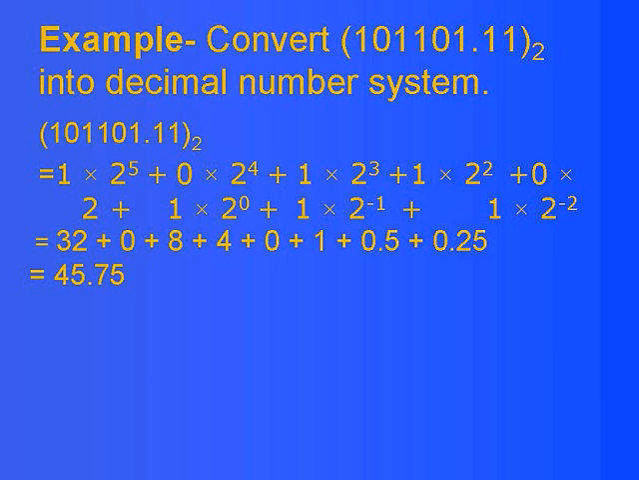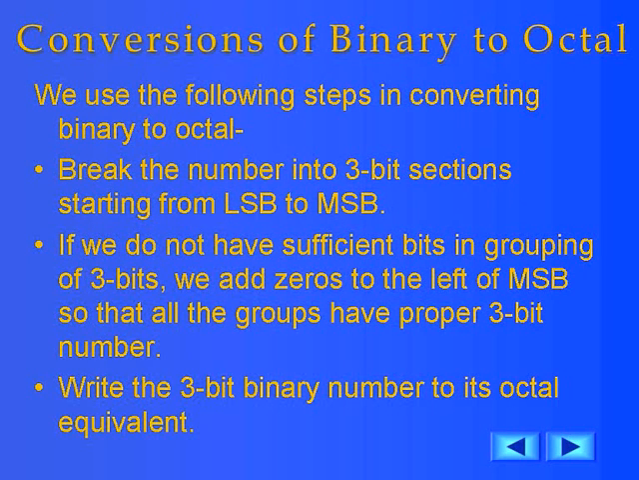So the weighted value is 1 into 2 to the power minus 2, 1 into 2 to the power minus 1, 1 into 2 to the power 0, 0 into 2, 1 into 2 to the power 2, 1 into 2 to the power 3, 0 into 2 to the power 4, 1 into 2 to the power 5. So the solved multiplication is 0.25, 0.50, 1, 0, 4, 8, 0, 32. Adding up that we get 45.75.